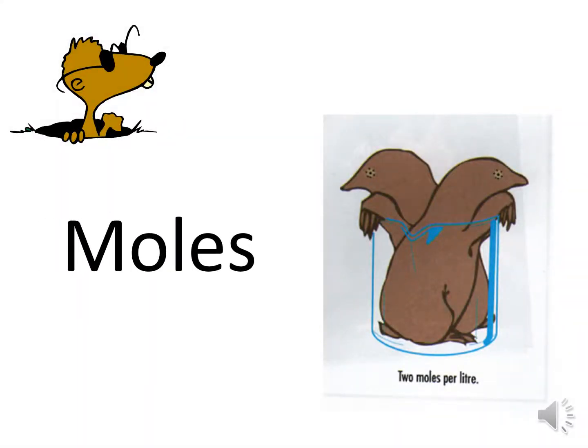Hello and welcome to Module 5B, the second part of the chemical quantities modules. This one is on moles. We have a solution on the right side here of 2 moles per liter, a 1 liter beaker with 2 moles in it.